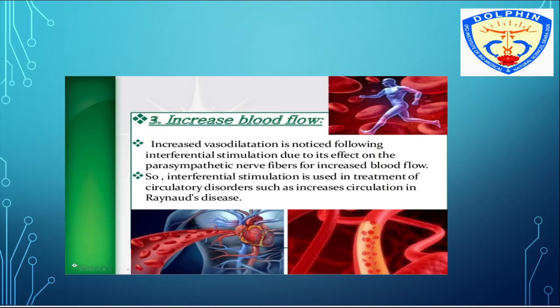So interferential therapy is used in the treatment of circulatory disorders, such as for increased circulation in Raynaud's disease, where there is constriction in the arteries. Then we use interferential therapy for the dilatation of the arteries and vessels in any part of the body where we are seeing cyanosis.